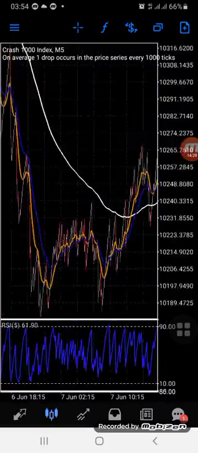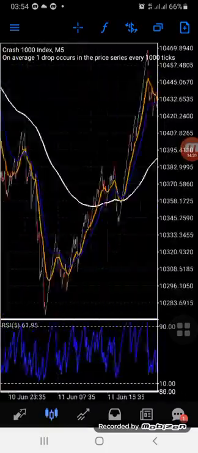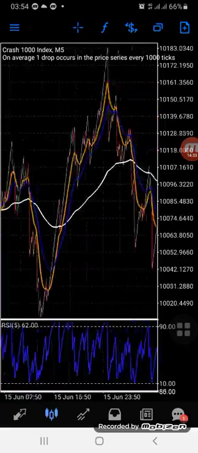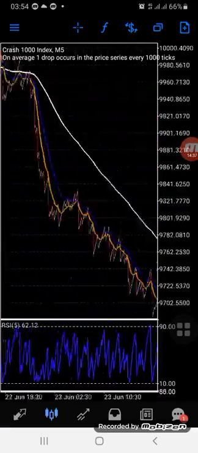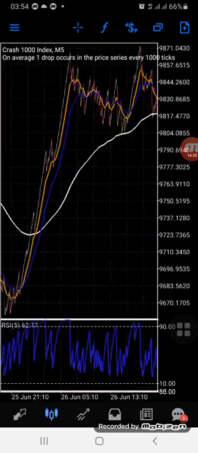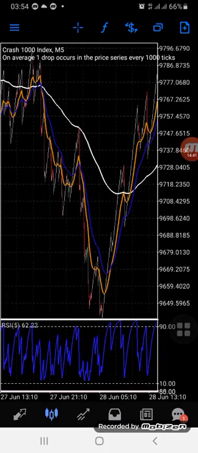Please practice this on your demo account and let us see how we'll make the market work successfully with these simple setups.